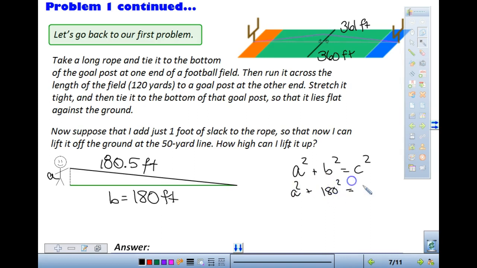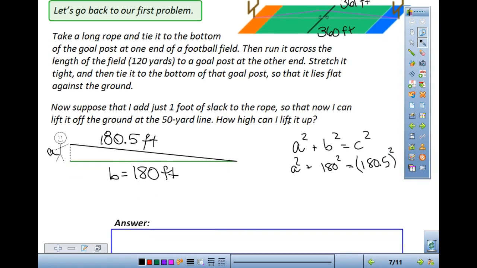180 squared. And this is going to be 180.5. So you definitely want your calculator for this one, right? So we're using our calculator. A squared plus, if we are looking at that, take out your calculator and let's write these numbers down.